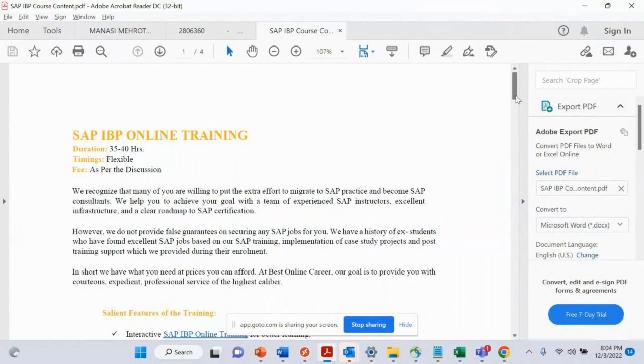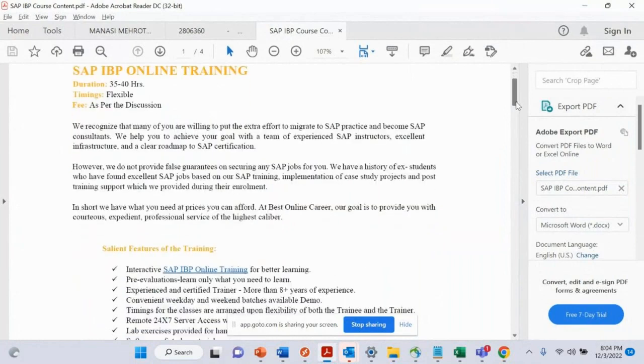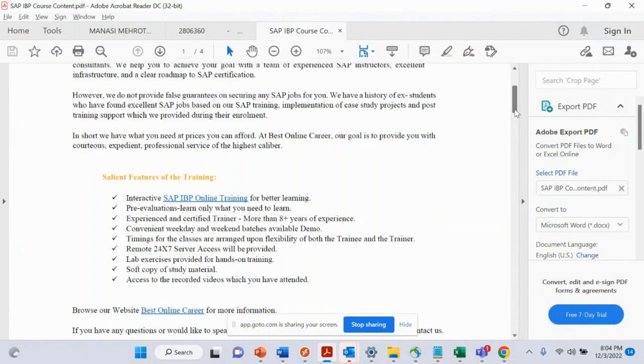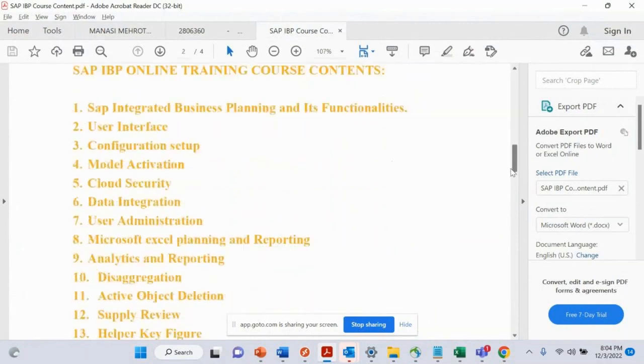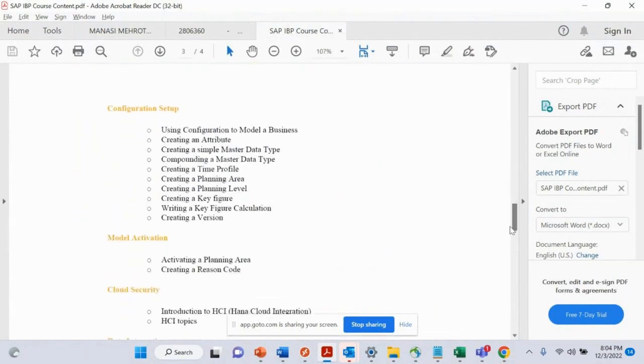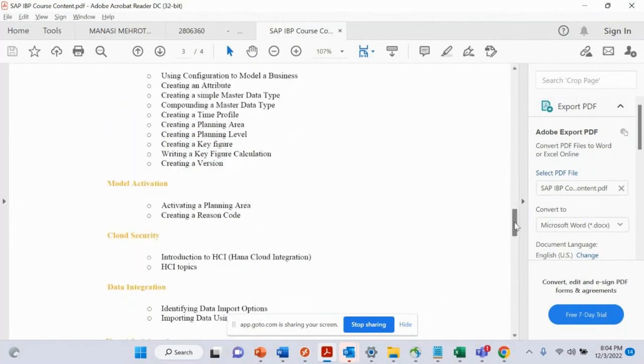So you see here, this will be our plan. Sana, you can correct me wherever you want to. The courses will cover the configuration setup. I will give you the idea what this attribute stands for, master data, time profile, planning area, planning level, key figure, what is the version, and what is scenario as well. And then the model activation to activate the planning area, and what is reason code.